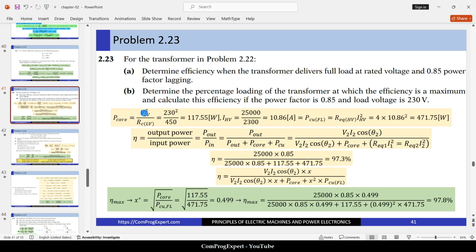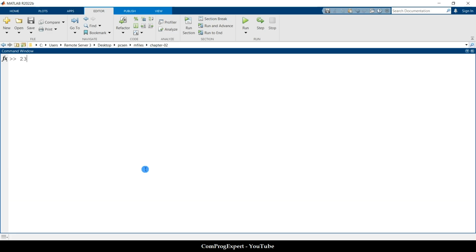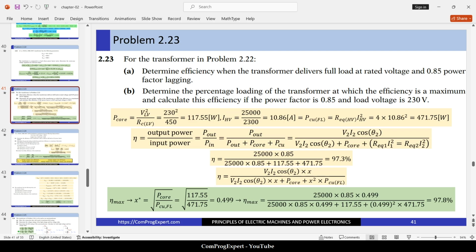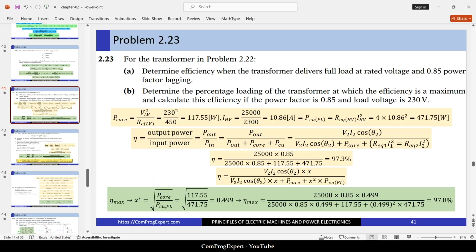It is the voltage of the LV winding to the power 2 divided by RC, 117.55. Okay, so this is 230 to the power 2 divided by this one. 117.55 is the core loss. What is the value of the current for the high voltage winding? It is 25 kVA divided by the rated voltage, 10.86.